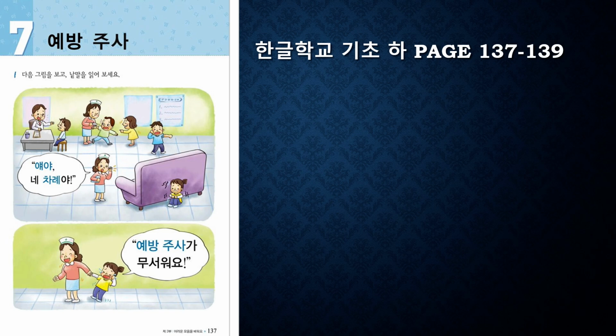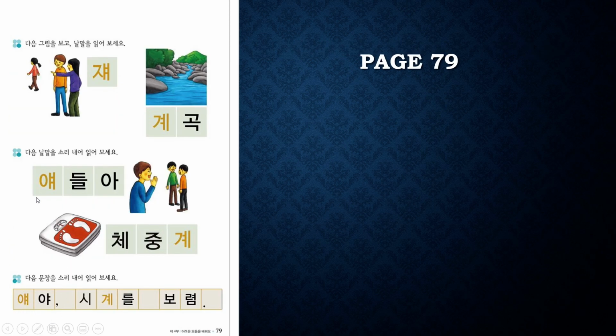Alrighty, turn to page 137 in your blue 한글 기초 하 books. So 한글 기초 하, page 137 to 139. 다음 그림을 보고 낱말을 읽어보세요. So we're going to look at this picture and we're going to read what's going on. So 얘야, how do I know it's 얘야? 얘.